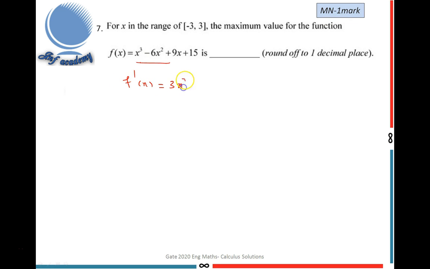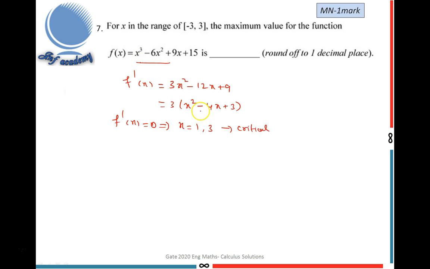This is 3x² minus 12x plus 9. Here 3 is common, take it outside: x² minus 4x plus 3. f'(x) equal to 0 gives, I solve this quadratic equation, and I got 2 points, that is x equal to 1, 3. These are the critical points. Critical points are stationary points.